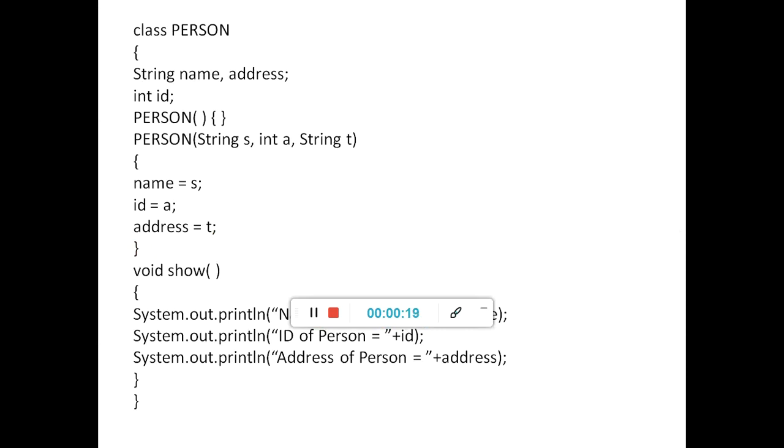In the previous video, we have seen the example of a superclass of a hierarchical inheritance where we have defined a class called person, consisting of three fields: name, address, and ID, and two types of constructors. One is a default constructor, another is a parameterized constructor, and one method called show to display the name, ID, and address of a person.